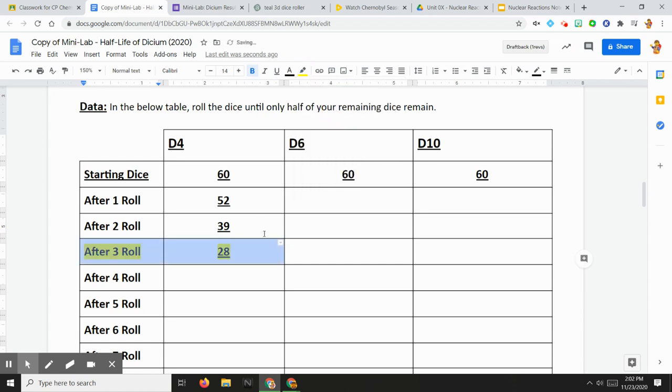Maybe for some it'll be 2 rolls. For some people, it might get to 4. But for most people, it'll take 2 or 3 rolls to cut your number of D4 dice in half. Let me try the D6 now.